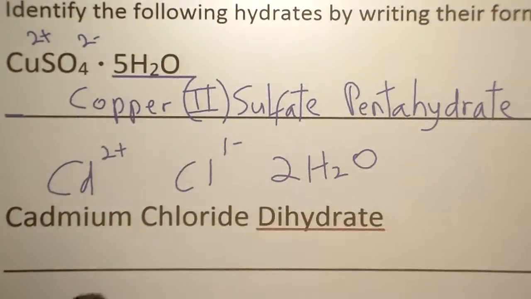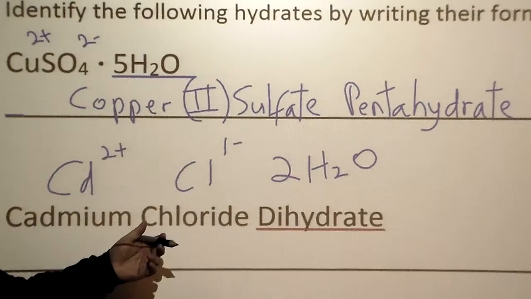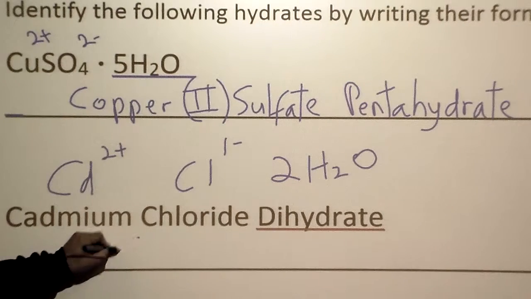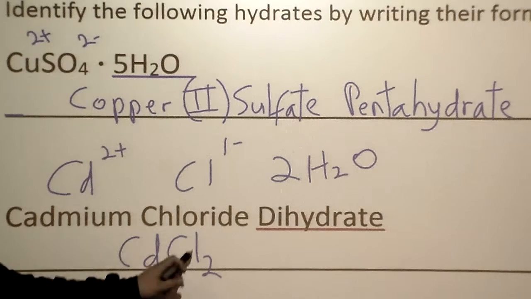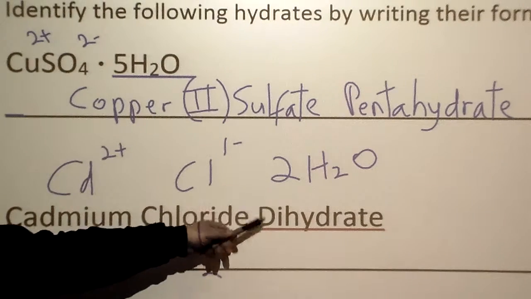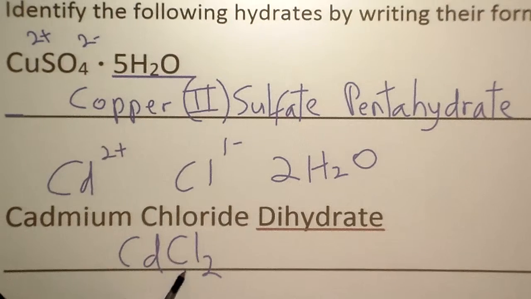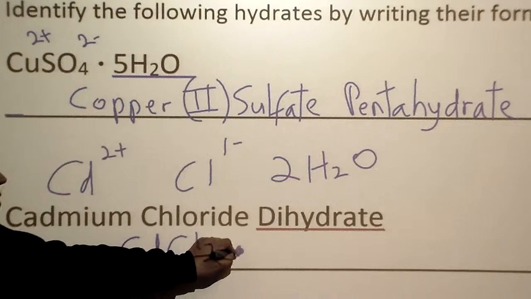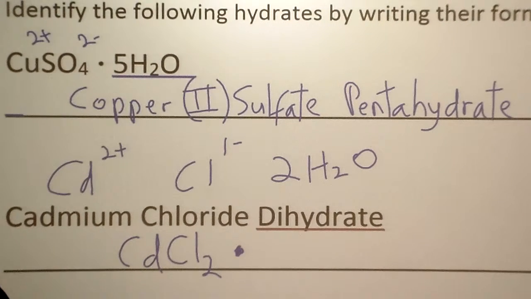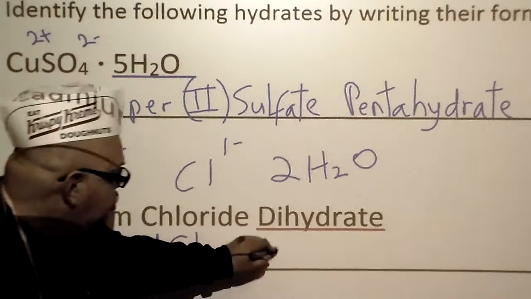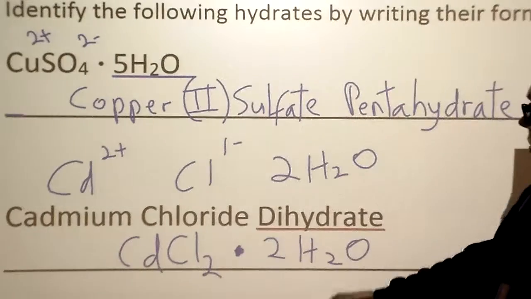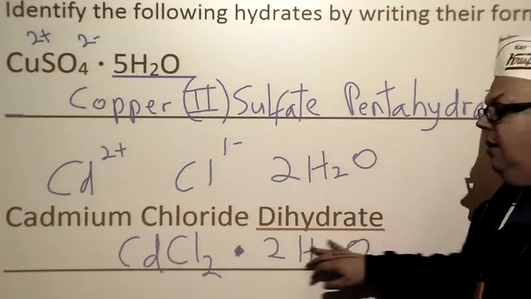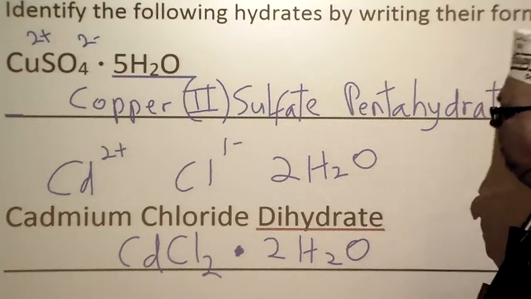Okay. So with this, you may remember we use the crisscross thing, so we know that it is CdCl2, right? Because that's going to balance, that's got to equal 0. The hydrates never affect the compound. That compound was already balanced to begin with. Then you put in the dot, okay? Then you have dihydrate, 2H2O. Right here. And there you have it, folks.